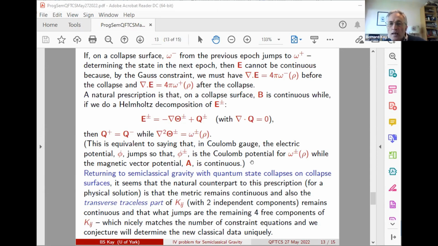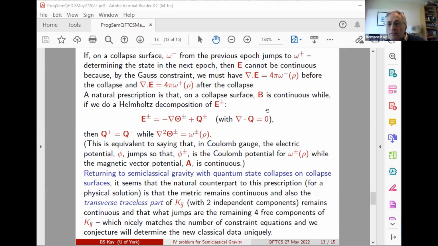Okay. Well, to cut a long story short, returning to semi-classical gravity with quantum state collapses on Cauchy surfaces, now everything's curved, of course. It seems that a natural counterpart to this prescription, again for a physical solution, is that the metric remains continuous, and also the transverse traceless part of Kij, the extrinsic curvature, which has two independent components, remains continuous, and that what jumps are the remaining four free components of Kij, which nicely matches the number of constraint equations, right?